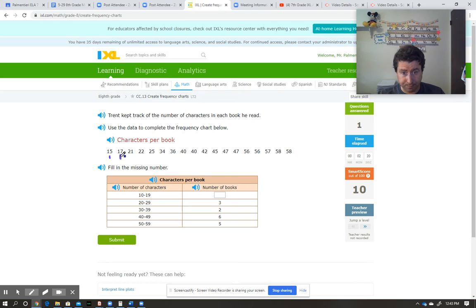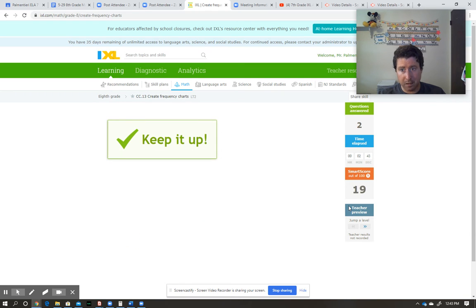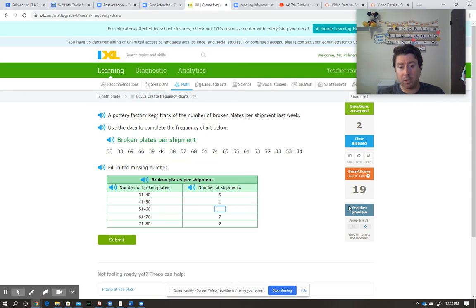And here's 17. So it looks like I only have 2 books that have 10 to 19 characters in them. Okay, so that's it. Only those 2 fall in between here. Just like where it says 20 through 29, there's 3 books, because there's 3 numbers that fall between 20 and 29. Okay, that's how this works. You may have to watch this video a couple times to really understand it.